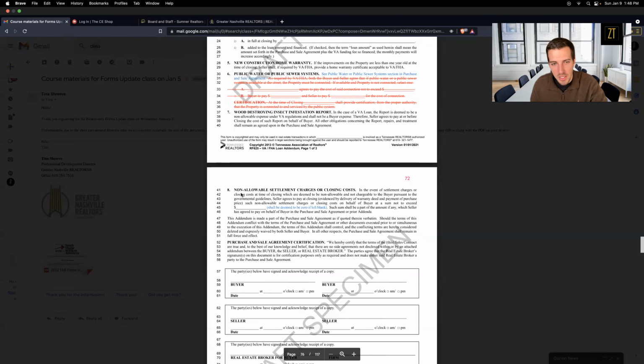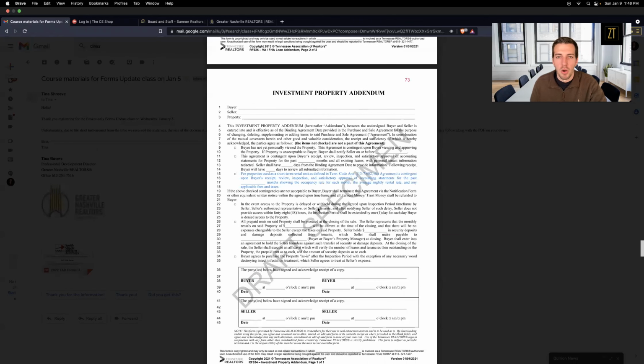And then here under non-allowables, a lot of realtors were just leaving this blank. Well, now they put shall be deemed to be 0 if left blank. So just something to be aware of. If you intend to put a price here, put something here, but if you leave it blank, it just becomes 0 now.